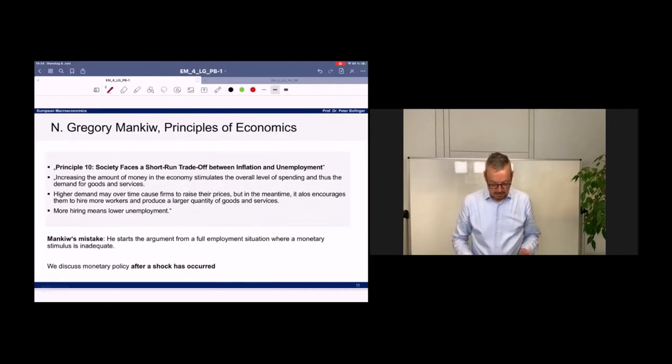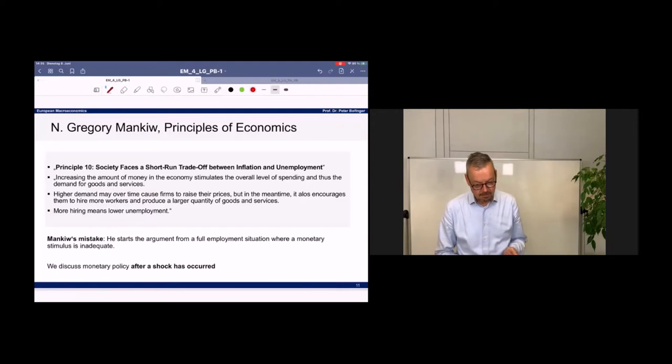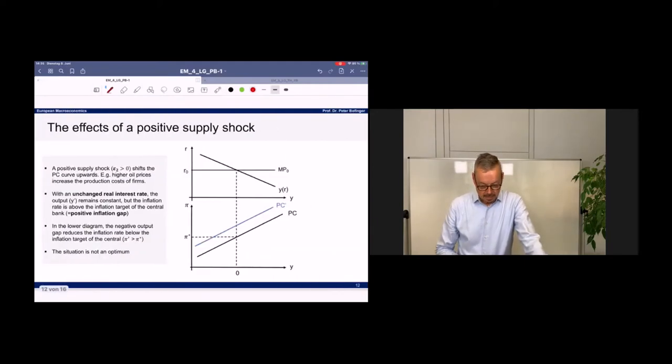And here is this quote from Mankiw, where he said, society faces a short-run trade-off between inflation and unemployment. And as I said, the problem is he assumes a situation where there is no shock. And of course, then you have this problem. But if monetary policy sets in after the shock has happened, then there's no problem. So it's quite interesting. Mankiw has 10 principles, kind of 10 commandments, and one can easily show that this principle does not always hold. I think Mankiw is not 100% wrong, but it really depends on the shock that you have in mind.